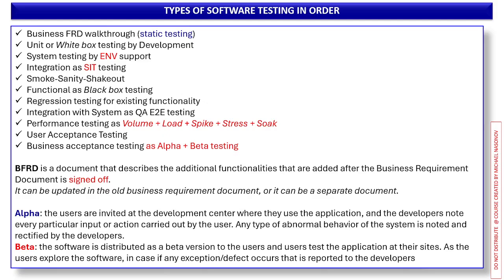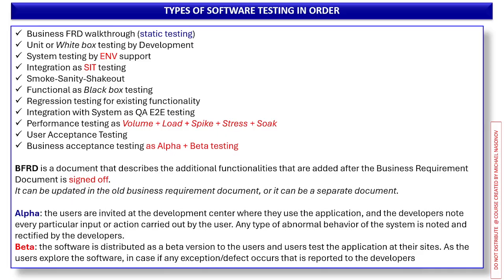Now, alpha phase or alpha testing. The actual users are invited to the development center where they use the application and the developers note every particular input or action carried out by the user. Any type of abnormal behavior of the system is noted and rectified by the developers.